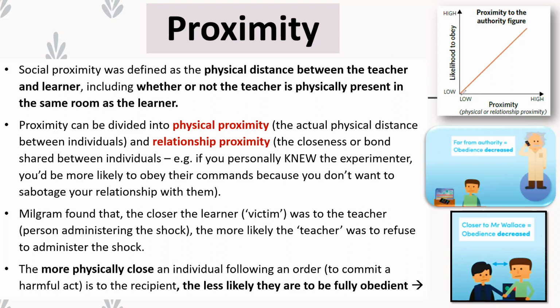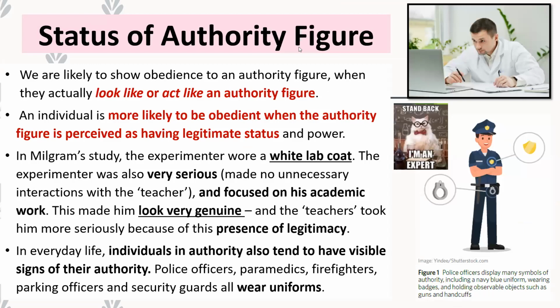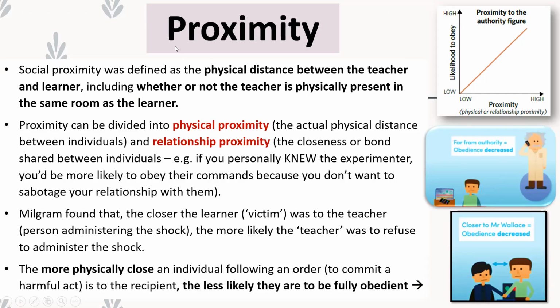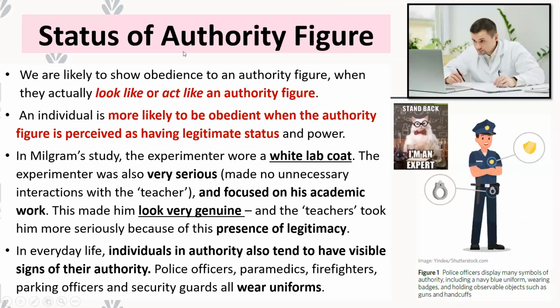If you look at this graph here, you can see that when the proximity to the authority figure is low, the likelihood to obey is also quite low, okay? Whereas when it's high, the likelihood to obey is also quite high. Okay, that's just the graph taken from your book. So proximity is all about physical distance, okay? So remember P for proximity, P for physical distance. And the last thing is the status of the authority figure.